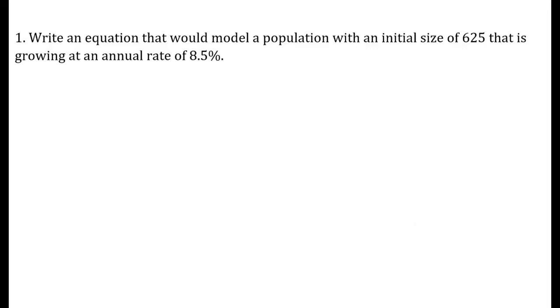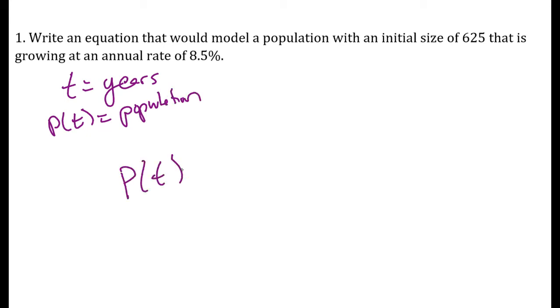Number 1, write an equation that would model a population with an initial size of 625 that is growing at an annual rate of 8.5%. So let's define some variables here while we're at it. We'll say t is the time in years after the initial population, and we'll say p of t is the population.